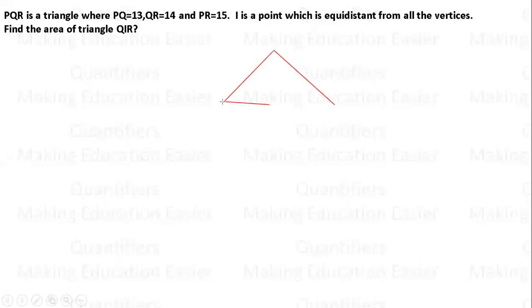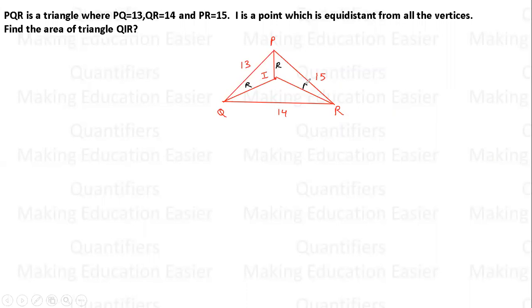Triangle PQR, and there is a point I which is equidistant from all the vertices. So let's say this is point I. PQ is 13, QR is 14, PR is 15. And just now I told you IP, IQ, IR will be the circumradius, capital R.